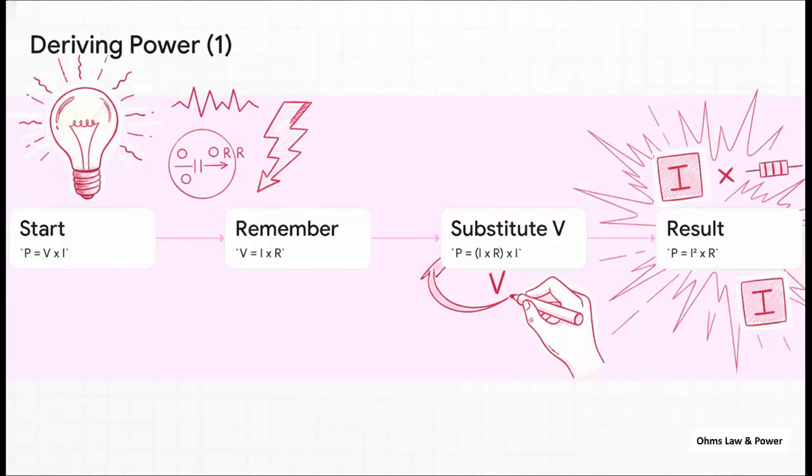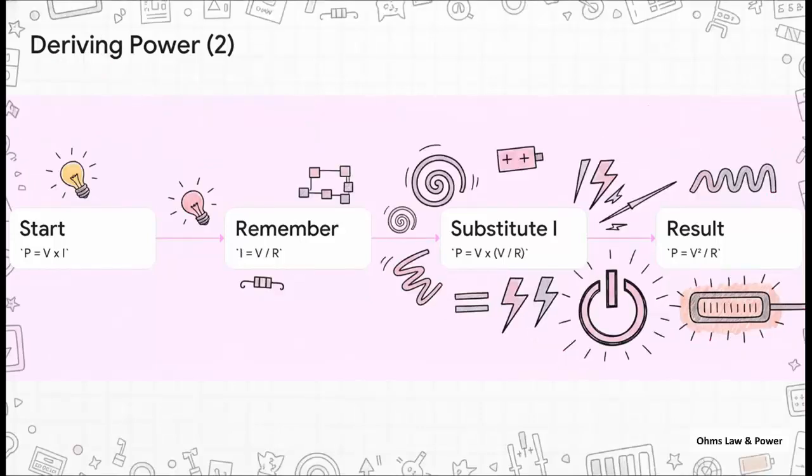We substitute the V in the power equation, do a tiny bit of math, and boom, we get a brand new formula. P equals I squared times R. Now you can figure out the power even if you have no idea what the voltage is. How cool is that? And we can do it the other way too. Let's go back to P equals V times I. This time, let's solve for current. From Ohm's law, we know I is just V divided by R. So let's plug that into the power formula. What do we get? Another awesome new tool. P equals V squared divided by R. Now we can find the power without even knowing the current.